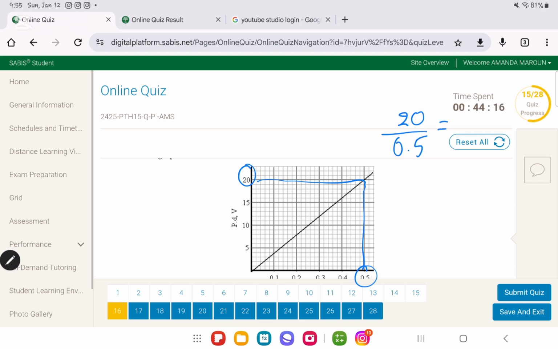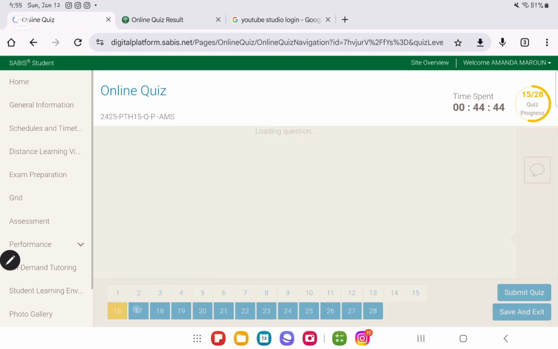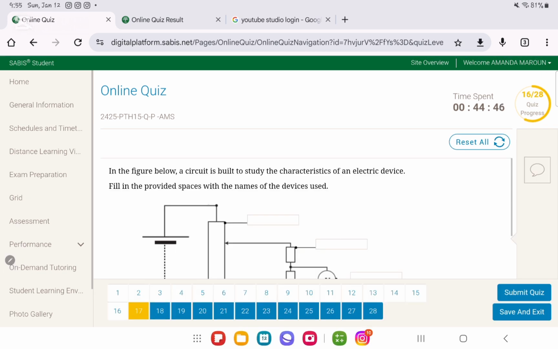You are then going to get a value of 20 divided by 0.5, which is 40. So the resistance is 40 ohms. Moving on to question number 17. Here we just need to label the figure.